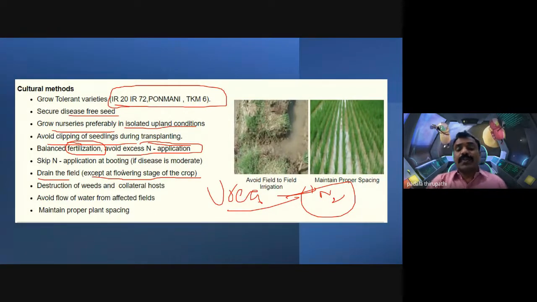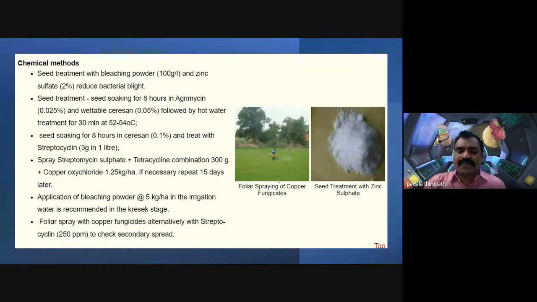And weeds should be separated from the croplands. Avoid flow of water from affected fields. My dear friends, remember, the water from affected fields is also suitable for the transmission of this bacteria from the affected field to the healthy croplands. And maintain proper plant spacing. See here, among the lines of our paddy field, the space is very, very important for the control of this disease.